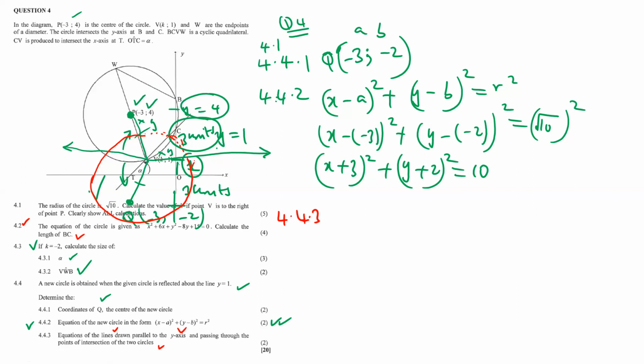Right. So we can do that. The equations of the lines drawn parallel to the y-axis and passing through the points of intersection of the two circles. Right, you can get that. Obviously, we note therefore a couple of things.